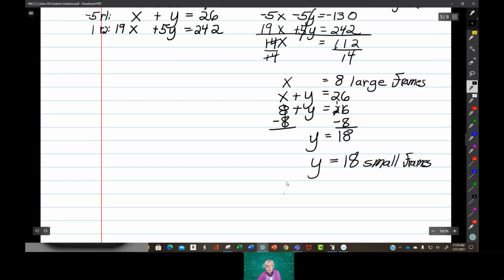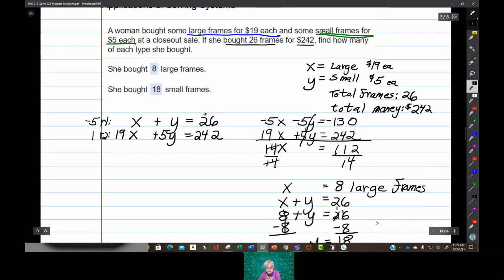Okay, so you have to read the words really carefully, and I find it easier to take notes as I go along with what we're being told. The large frames are $19 each. The small frames are $5 each. The total frames are 26, and the total amount of money is 242. Just seeing it there in writing, my writing, helps me figure it out more easily.